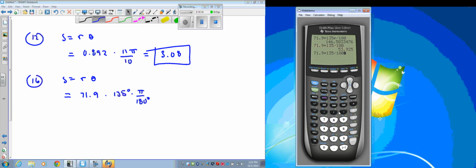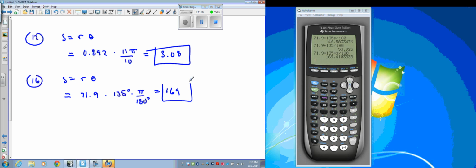Okay. So I gotta go times. I got pi in there. I gotta go second insert, the division sign. The insert isn't gonna work. Now the insert's working. No, I think I got it. 169. All right.